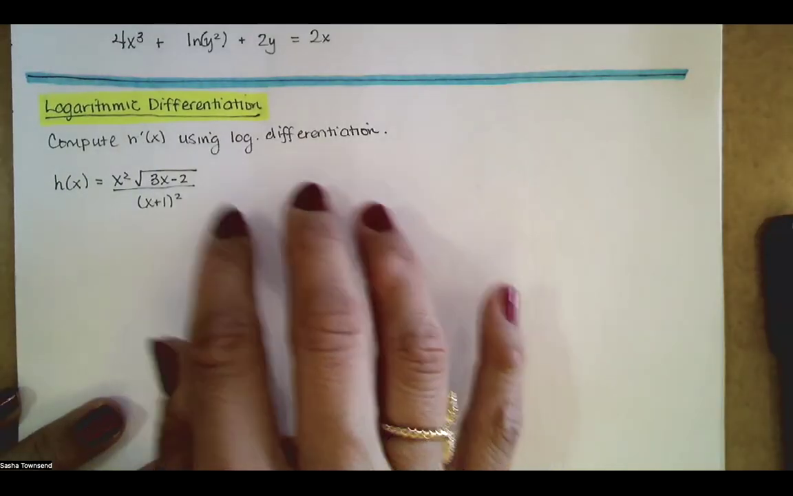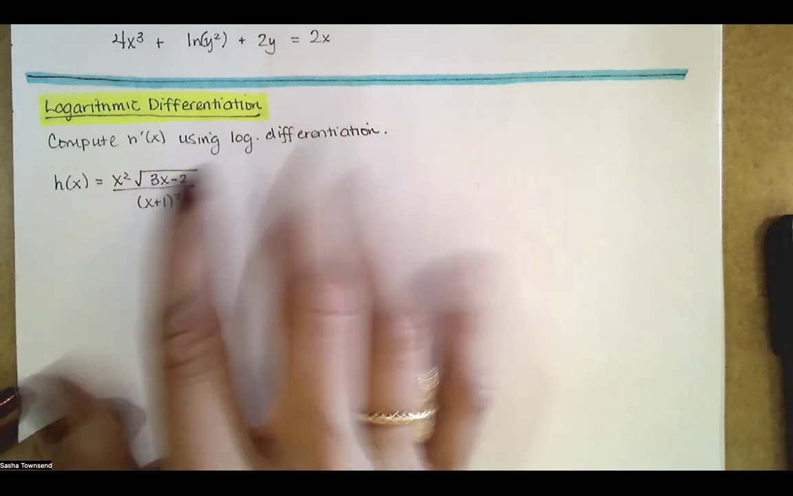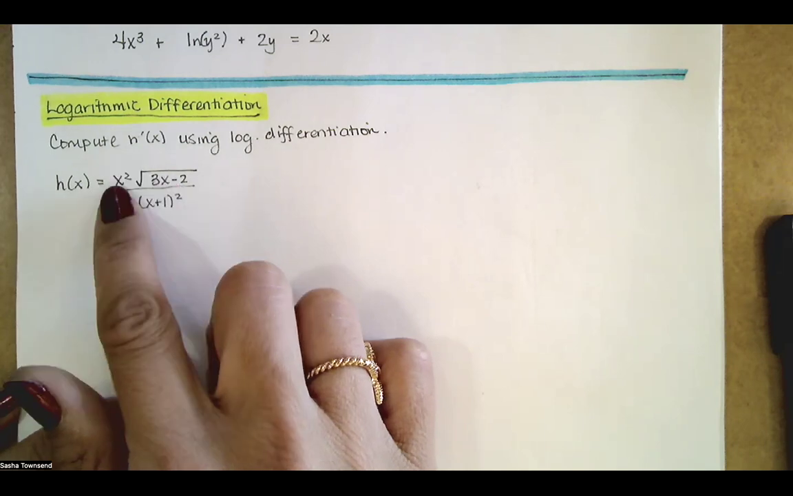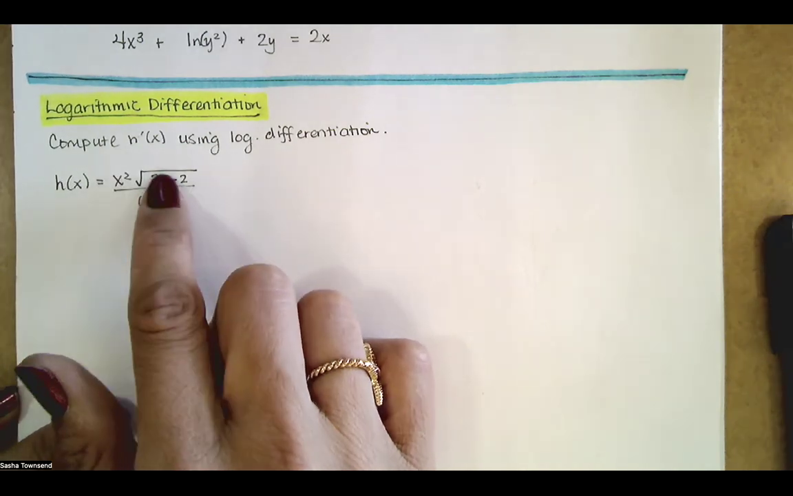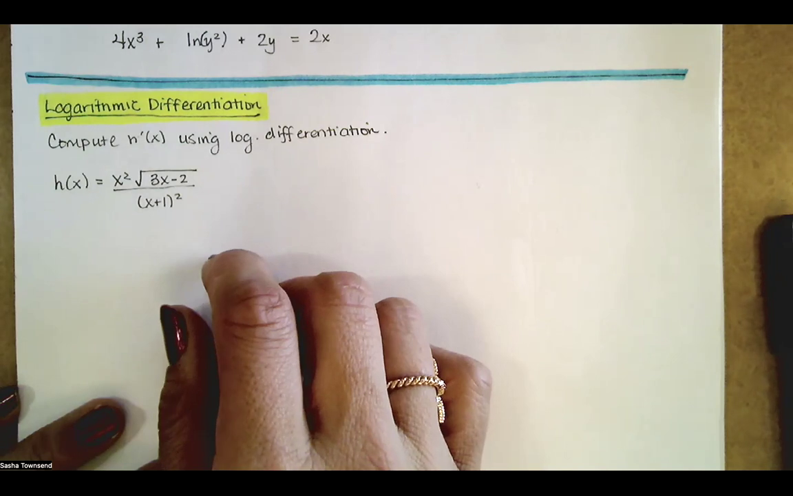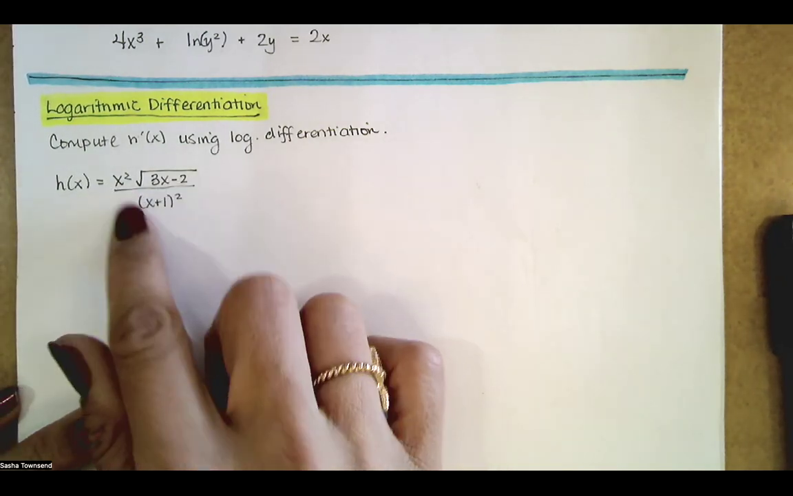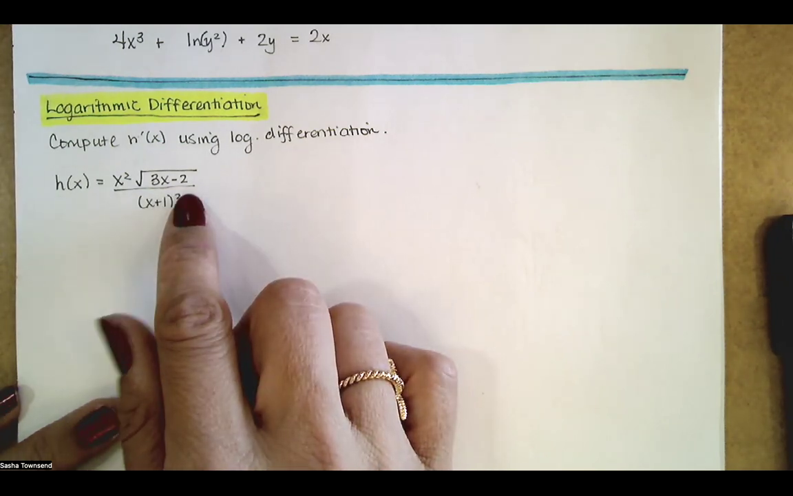In this video, we work another logarithmic differentiation problem. We're given h of x equals this. So we've got a product in the numerator. If we were to take the derivative of that product, we would have to use the product rule with the chain rule. And we've got a function raised to a power in the denominator. So if we take the derivative of that, we'll have to use the chain rule.